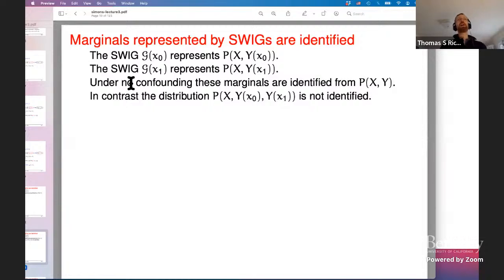AirPods. Okay, so basically, you might think to yourself, well, wait a second, why don't I just build a graph for this whole joint distribution? And that is an approach that Pearl took with twin networks. But there are some problems with that.